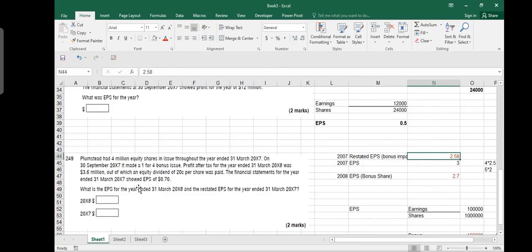Okay. Now they say that profit after tax for the year ended 31st March 2008 for the current year is 3.6 million, out of which an equity dividend of 20 cents per share was paid. Doesn't matter. It was given to confuse.